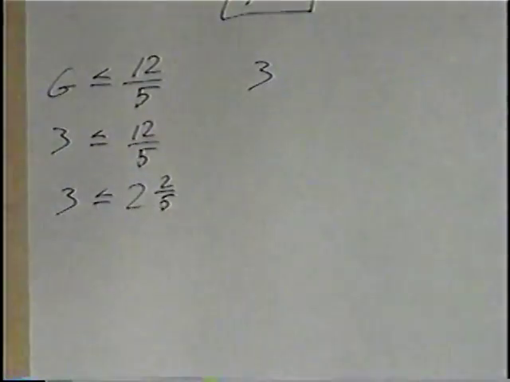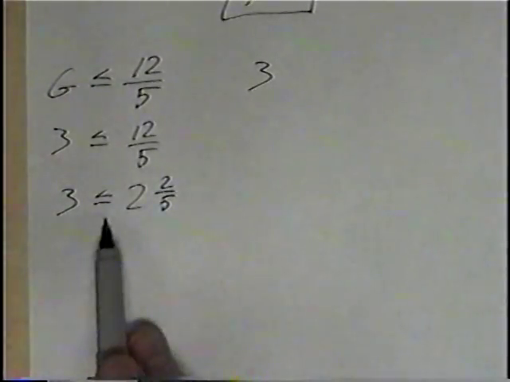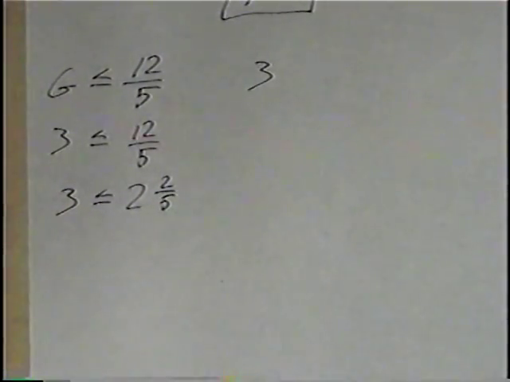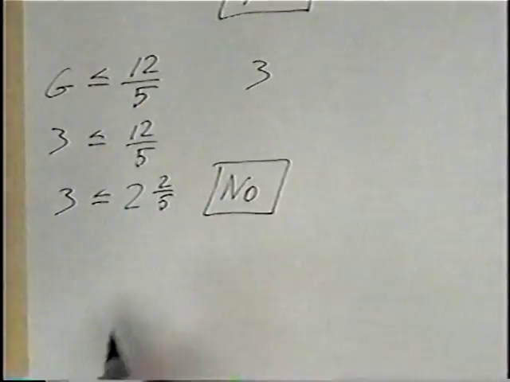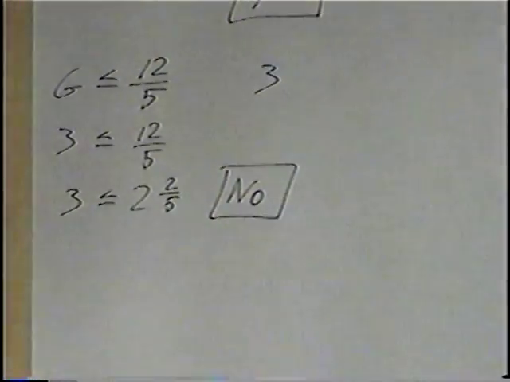Bringing down the inequality and number, we have 3 is less than or equal to 2 2/5. Answer to this one would be no. 3 is not less than 2 2/5.